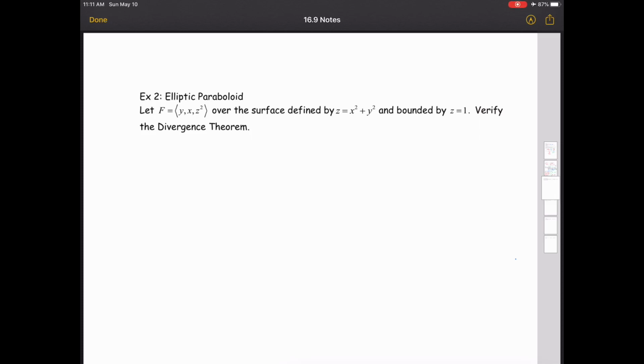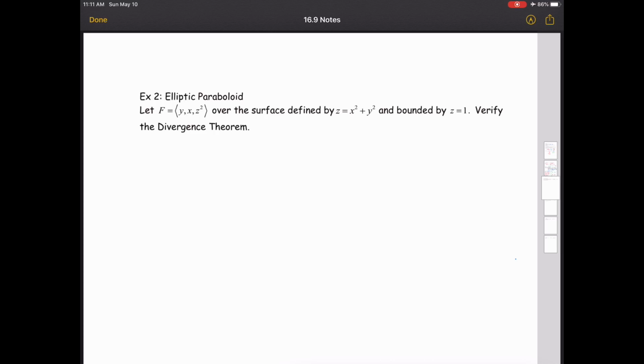Okay, example 2, we're going to find the flux through the elliptic paraboloid. Now the elliptic paraboloid does have to be completely closed, so the surface is going to be defined by z equals x squared plus y squared, and it is bounded by the top z equals 1, which means that it is closed in this case.